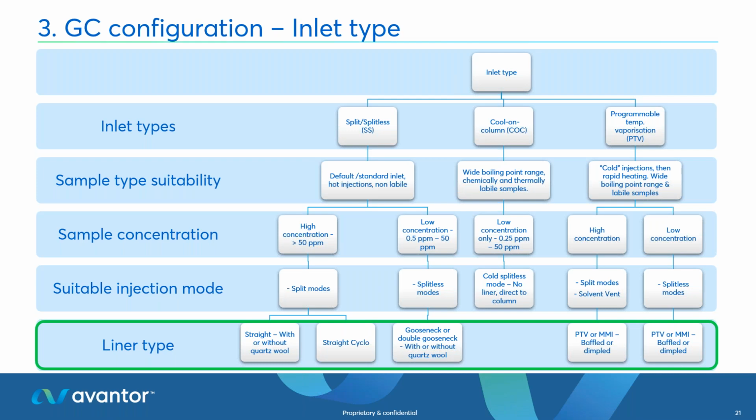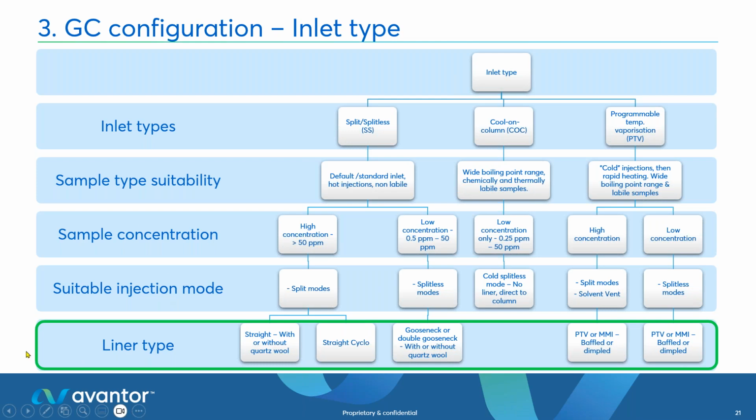Then with the splitless injection, this is different. These have goosenecks. They might have a double gooseneck with or without quartz wool, and this helps focus in the sample. So if you put, say, a splitless liner into a split mode injection, then you may see issues with your chromatography because that liner is just not suitable for high flows.